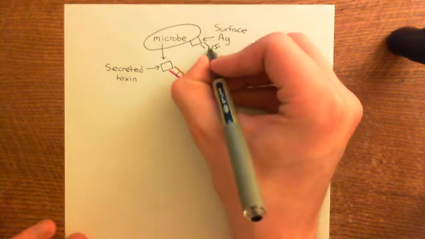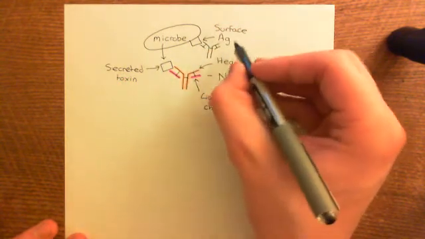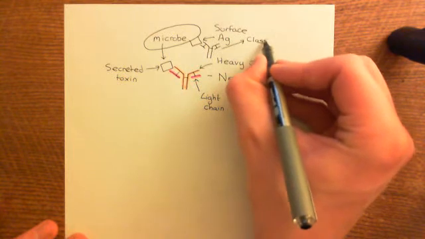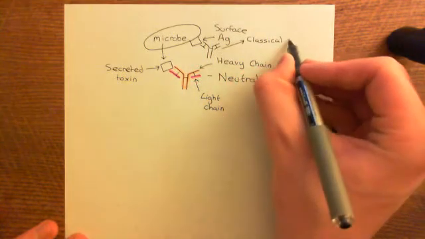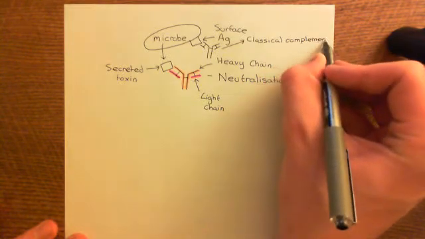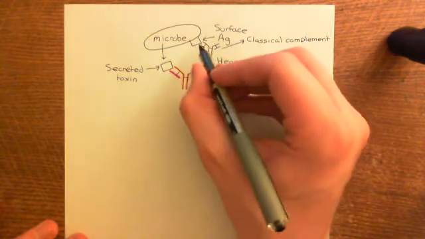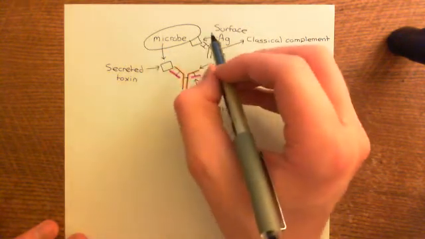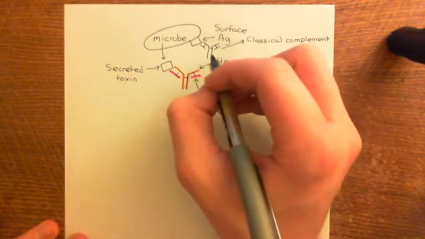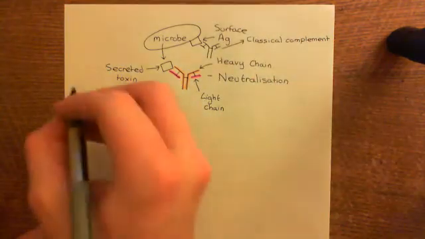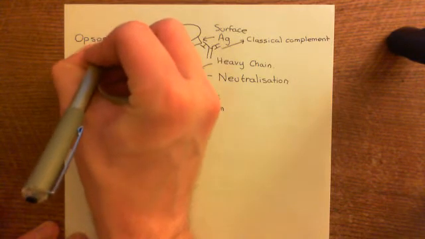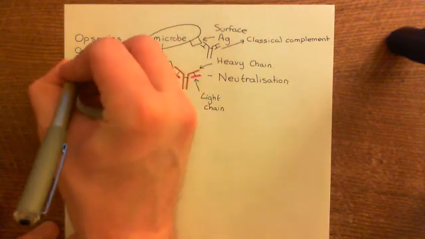Firstly, it can activate the classical complement pathway on the surface of the microbe. I have an entire video on the classical complement pathway in which we discuss this in detail. The classical complement pathway can then lead to the destruction of this microbe. In addition, this antibody can directly opsonize the microbe. That's a key word. Antibodies can act as opsonins in the process of opsonization.